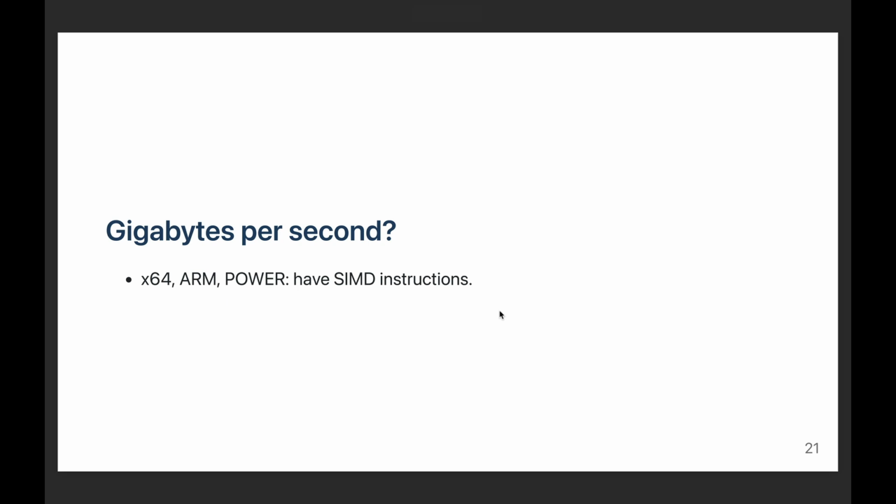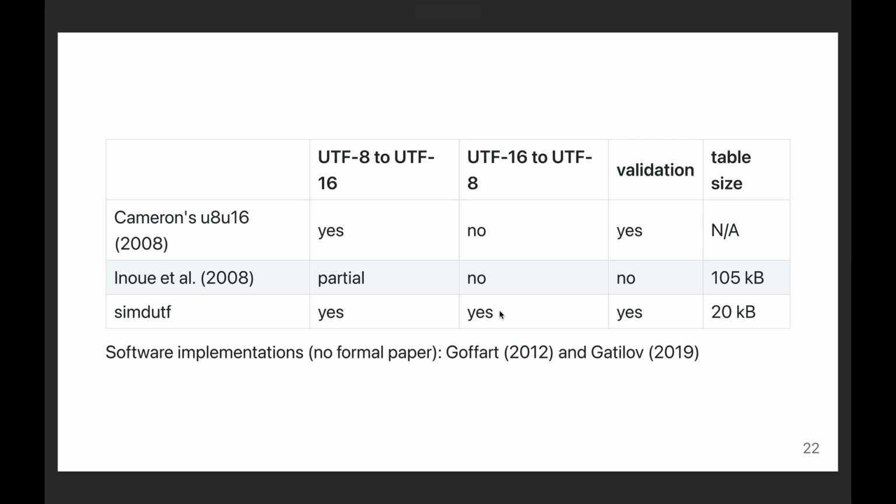In 2008, a Canadian researcher named Cameron and independently an IBM team in Japan proposed Unicode processing using SIMD instructions. The Japanese team only published their work in Japanese and their approach does not cover the full Unicode specification. They also did not, to my knowledge, publish their software. Cameron did publish it as an open source library called U8-U16. It seems to be no longer supported, but it can be found online.